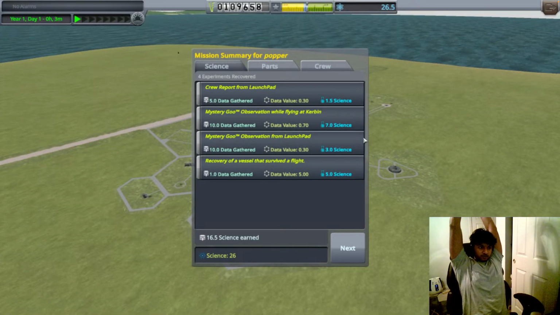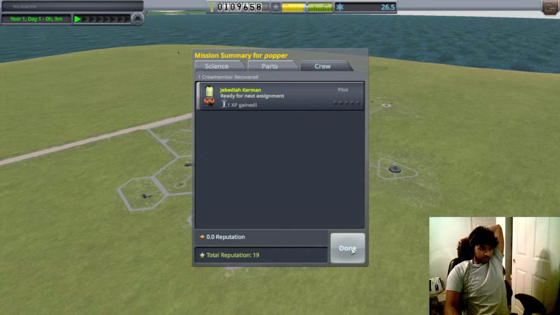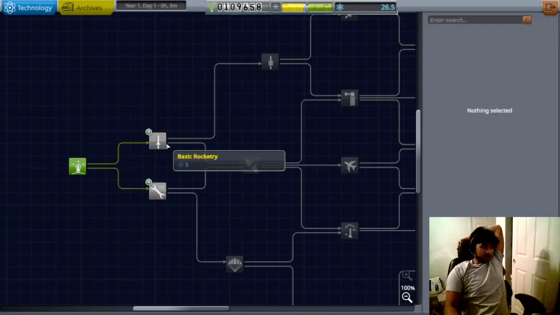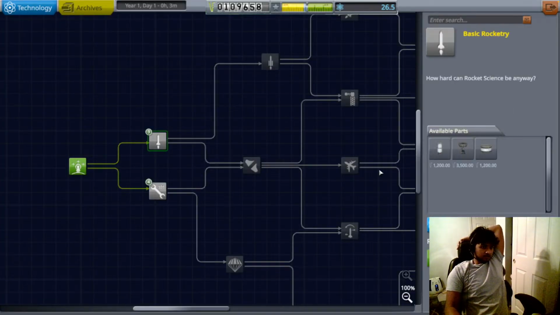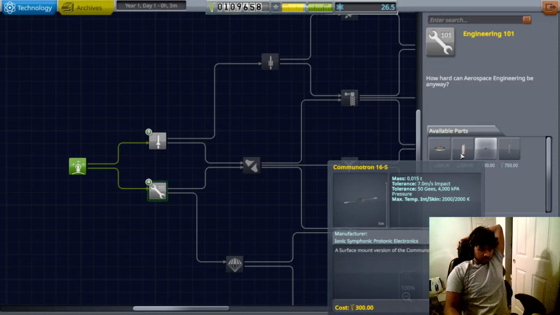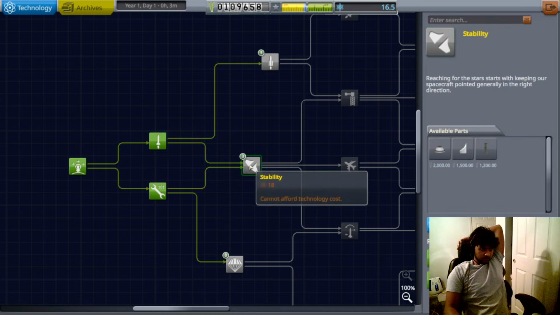There we go. Got some science. Just did our first flight. 26 science. Got some funds back. Let's go to the R&D facility. 26 science gives us Engineering 101. Decoupler. I think we'll definitely need this. Definitely need this.